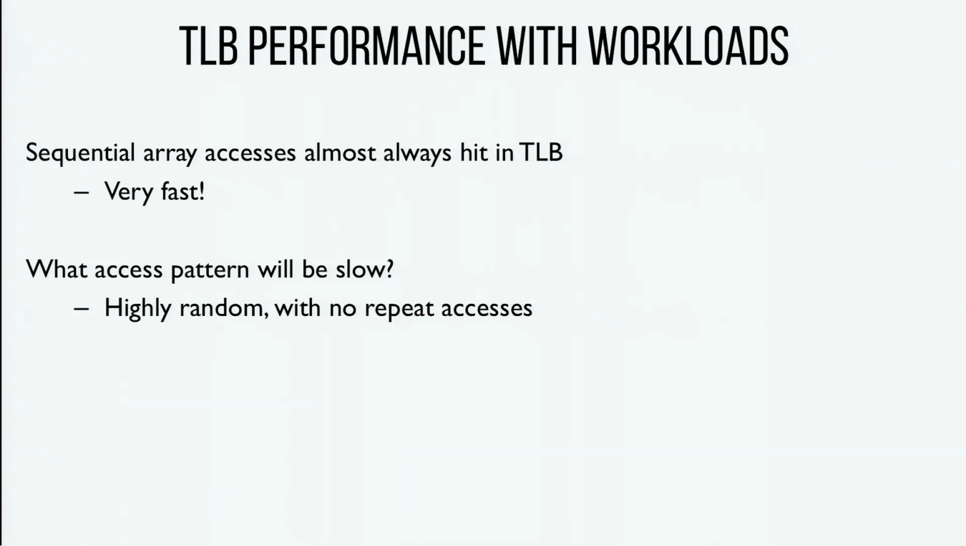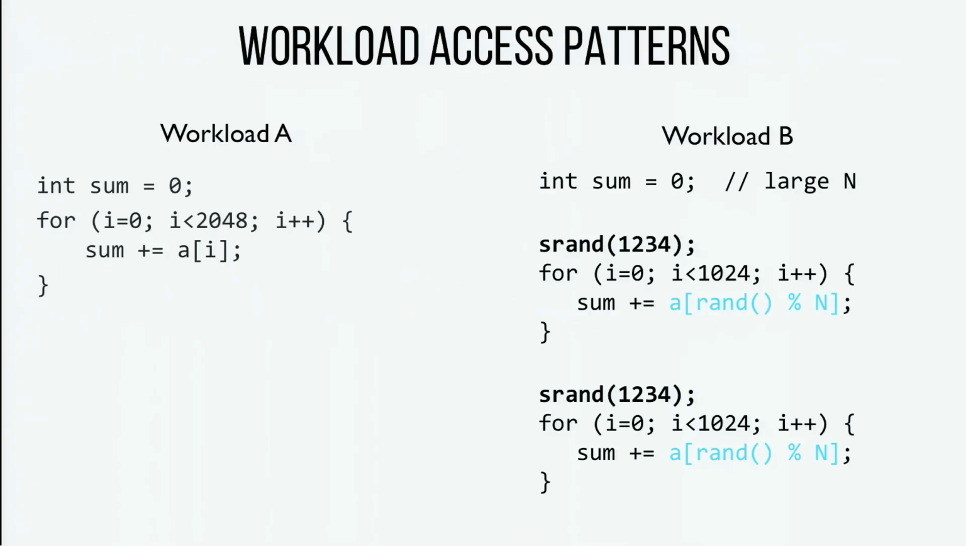All right, so let's look at a couple different workloads. We saw sequential array accesses. Those almost always hit in the TLB. That's very fast. What access patterns are not going to work so well? If you have something that's highly random, going to completely different pages, and you never repeat your accesses, we're going to keep missing in the TLB, and we'll have to go to the page table every time and do poorly.